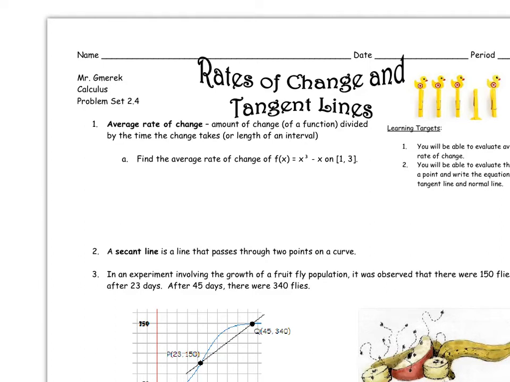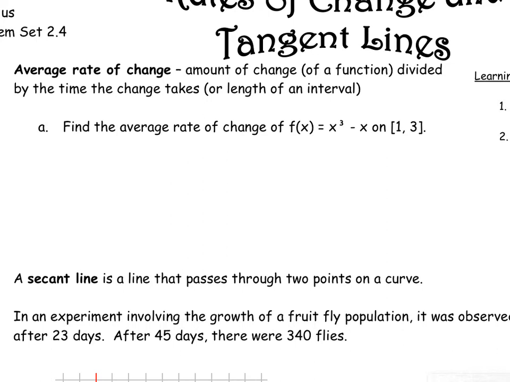All right, here's your video key for problem set 2.4. Number 1, find the average rate of change. Remember, average rate of change just means slope between 2 points. So we need to find the y value at 1 and the y value at 3. The common mistake here is looking at this interval 1 to 3.